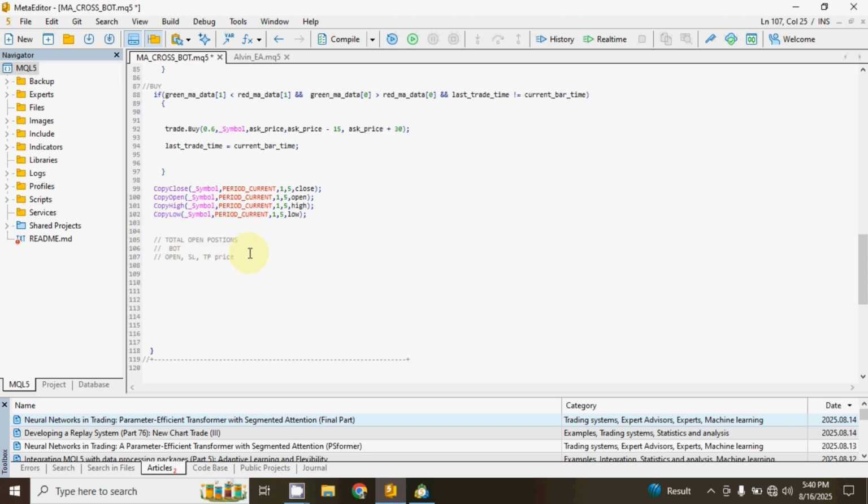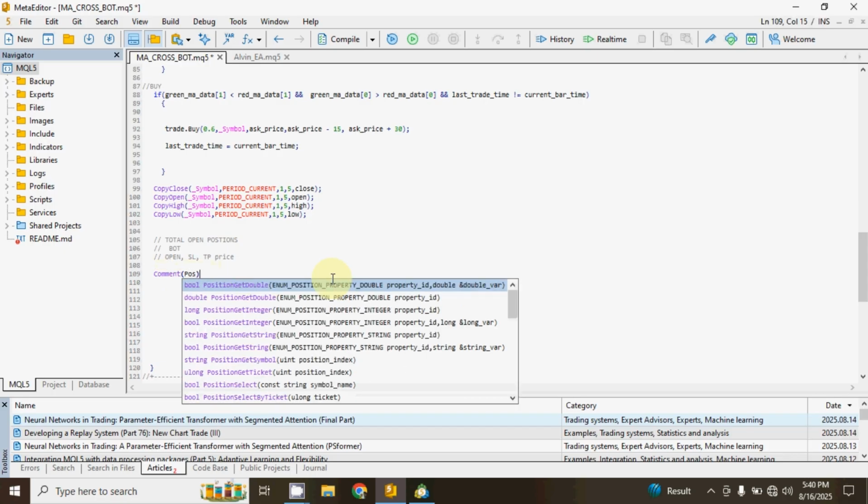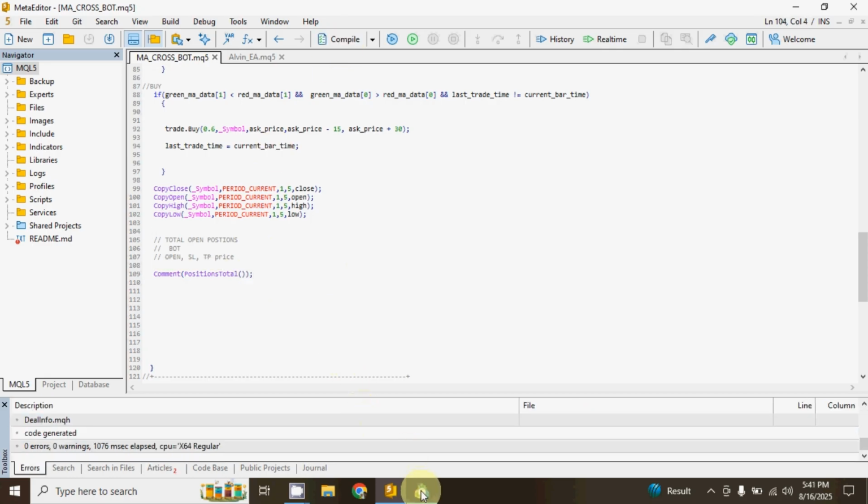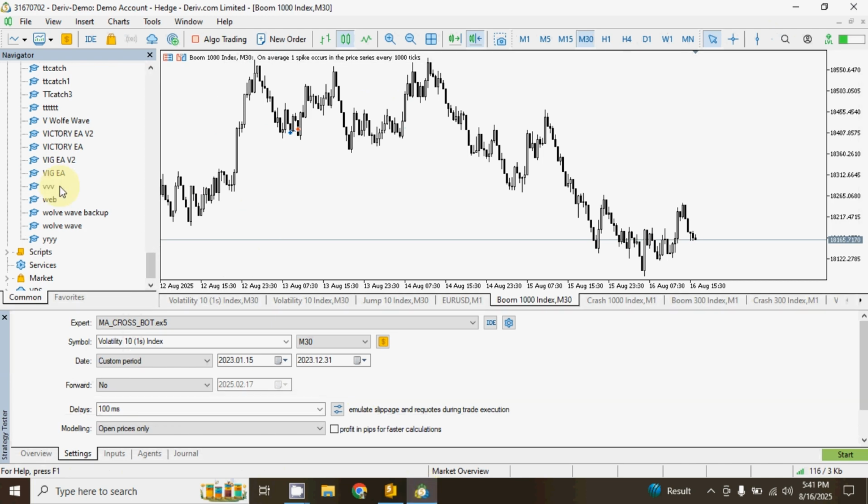Now, the first thing is that we need to check the total positions open on your account. Now, to check that, let us comment out the current open position on the account. To do that, we use the function PositionsTotal. Let's comment it out and see the number of open positions on our account. Let me compile this. And let's go to MetaTrader 5 and activate the bot.